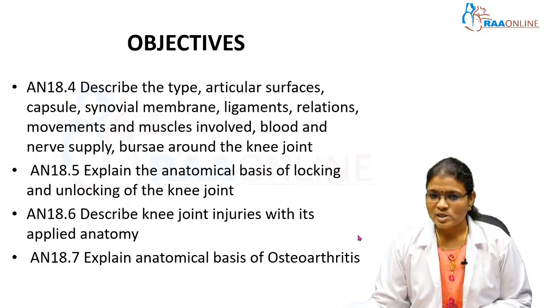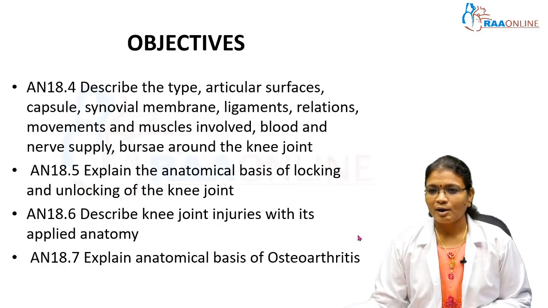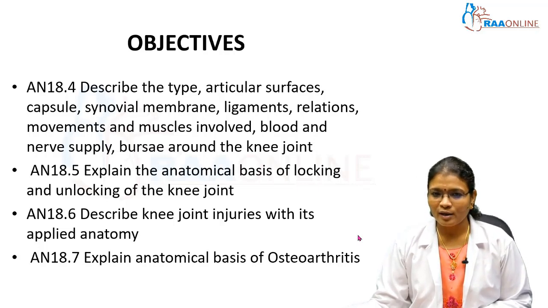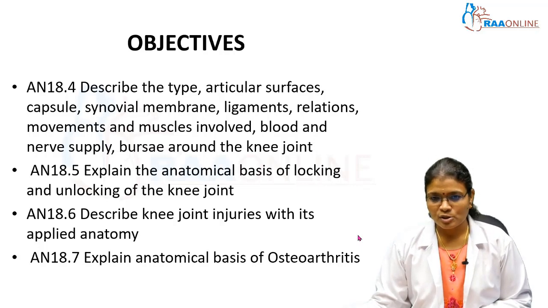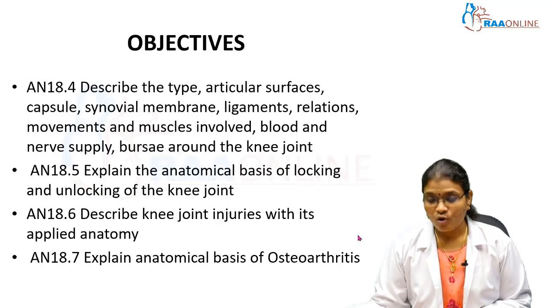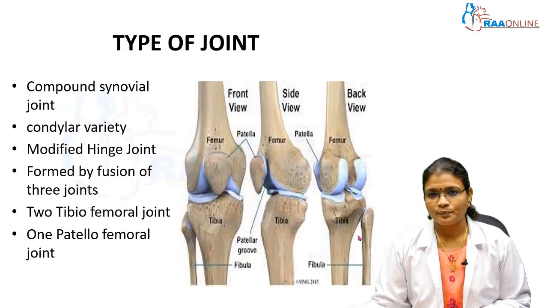The students must also be able to explain the anatomical basis of locking and unlocking of the knee joint. They have to be able to describe knee joint injuries with its applied aspects. And in 18.7, they have to explain the anatomical basis of osteoarthritis.